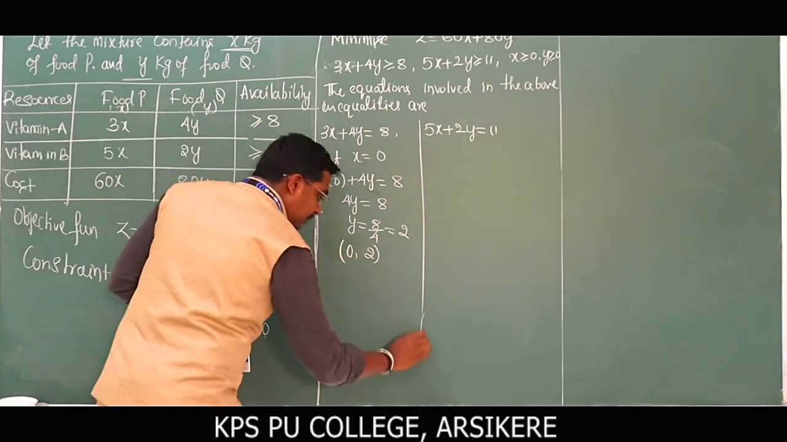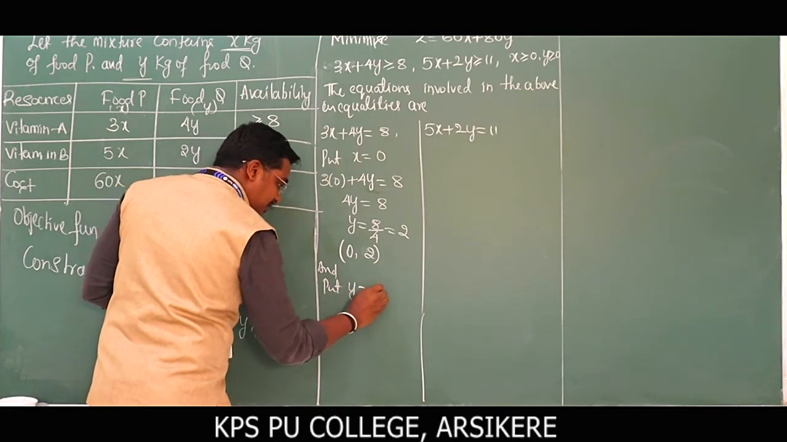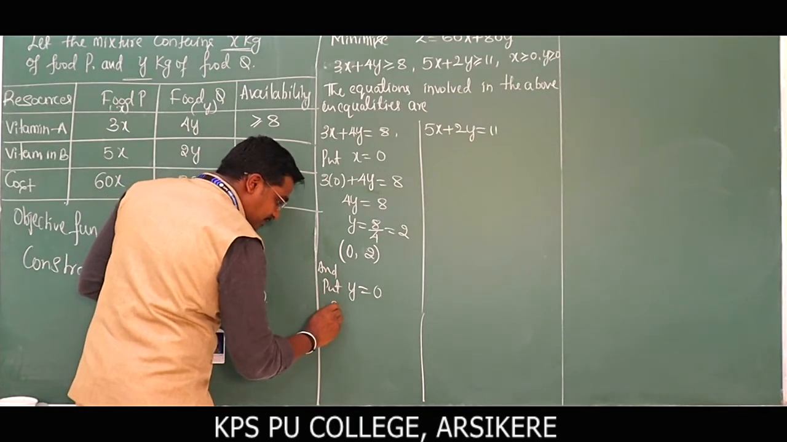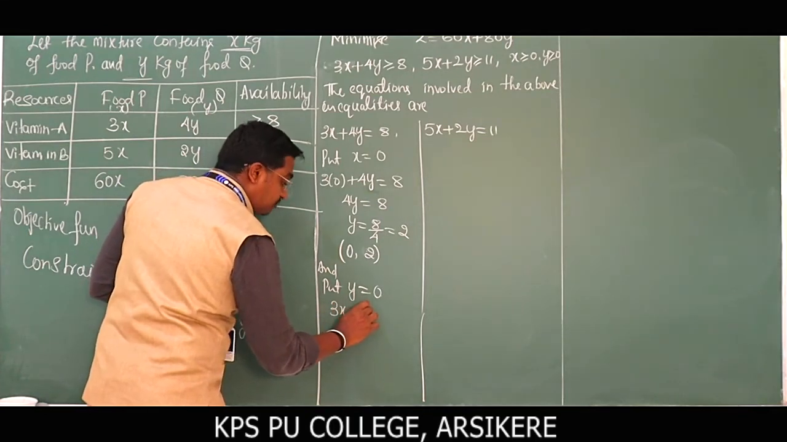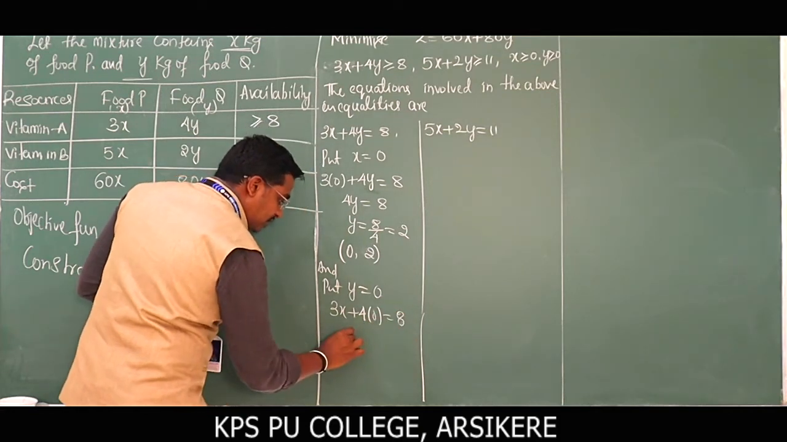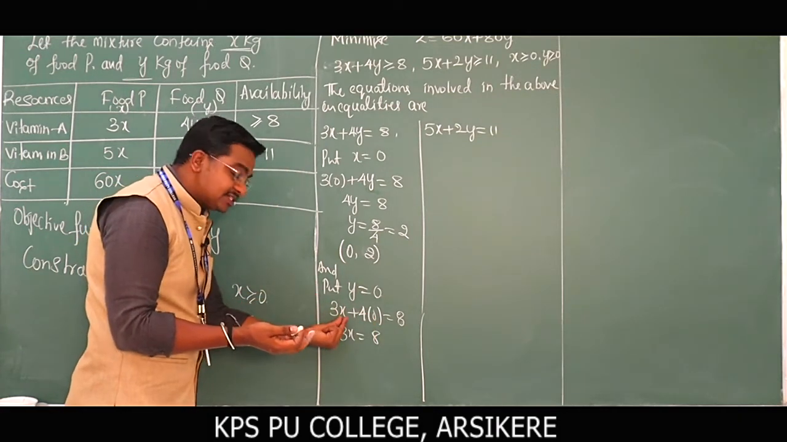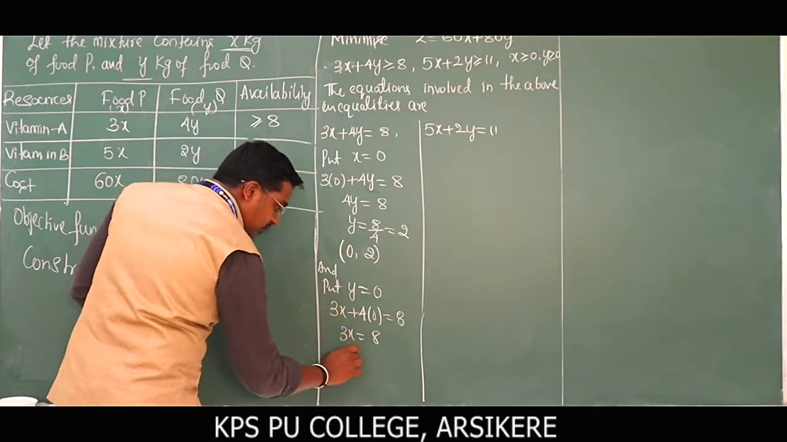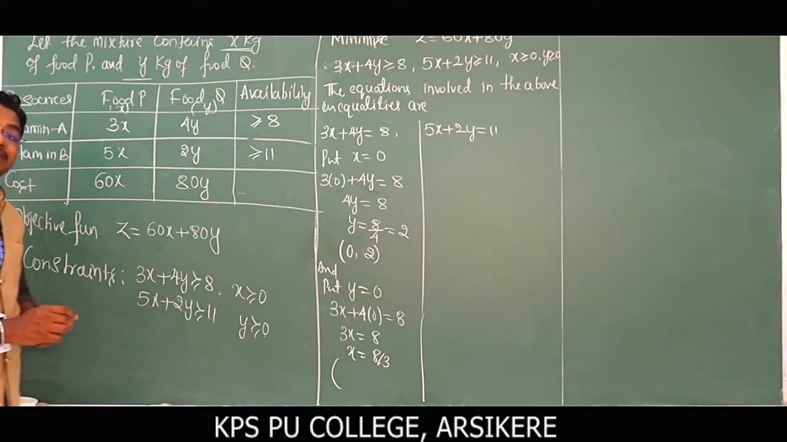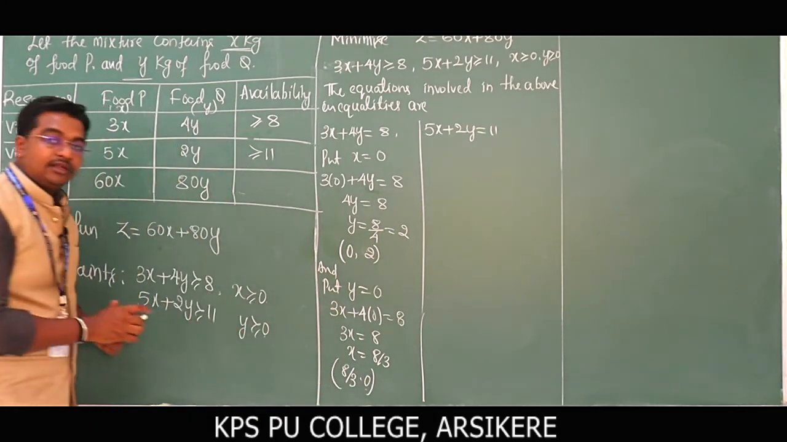Then put y is equal to 0. When we substitute y is equal to 0, we get the point on the x axis. That becomes 3 into x plus 4 into 0 is equal to 8. That becomes 3x is equal to 8, because 4 into 0 is 0. 0 plus 3x, again 3x. 3 into x is equal to 8. x is equal to 8 divided by 3. What is the corresponding point on the x axis here? 8 by 3 comma 0.